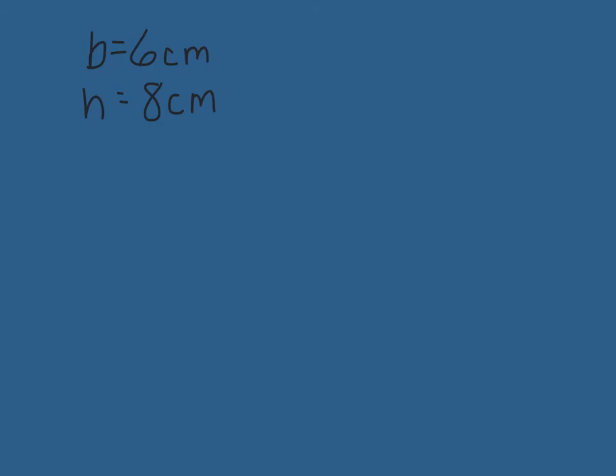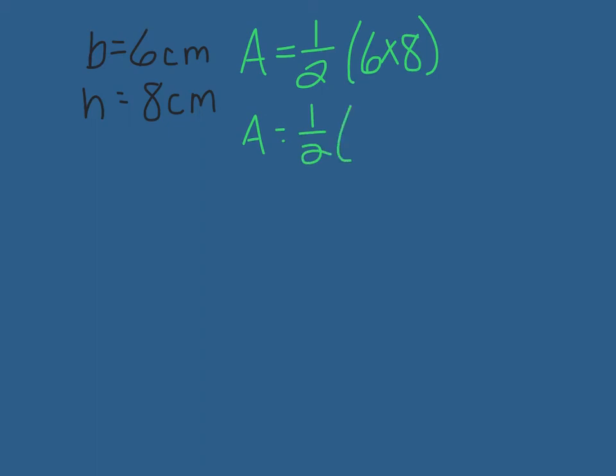So if we have a triangle whose base is 6 centimeters and the height is 8 centimeters, I want you to figure out the area of that triangle and then come back and check your work against mine. So I have area equals 1/2 of the base times the height. So area equals 1/2 of 6 times 8 equals 48. So the area equals 24 centimeters squared. All right, I hope that's what you were able to get as well.